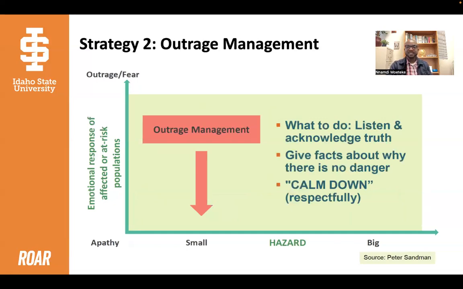Next is outreach management. Here is a situation where there is indeed a small threat, but there are high levels of fear and concern and outrage in the public. And so the goal of risk communication will be to listen and acknowledge, and give facts about why there is not much danger, to calm the nerves of the public, and get them to feel more relaxed.